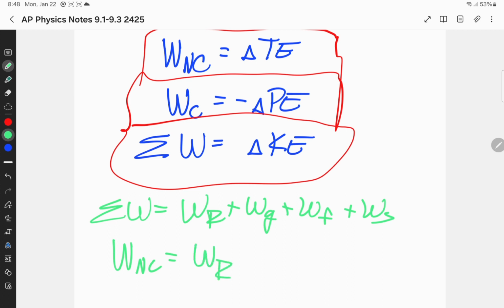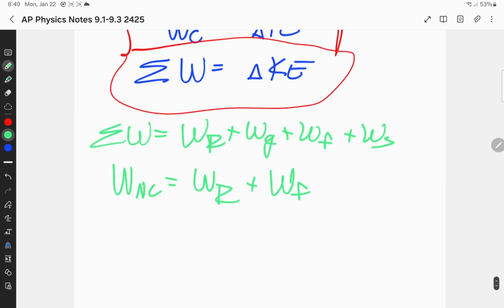Let's see, so that's the normal force. Gravity doesn't count because it's conservative. Friction would be non-conservative, and spring is conservative, right? And then the work of conservative forces would be the work of gravity plus the work of springs, all right?